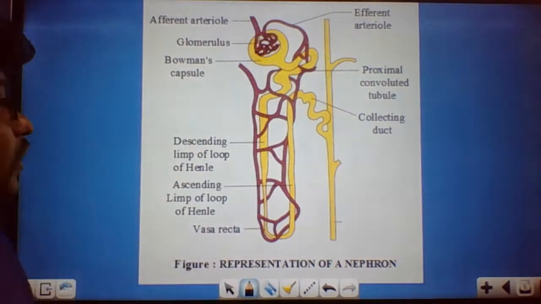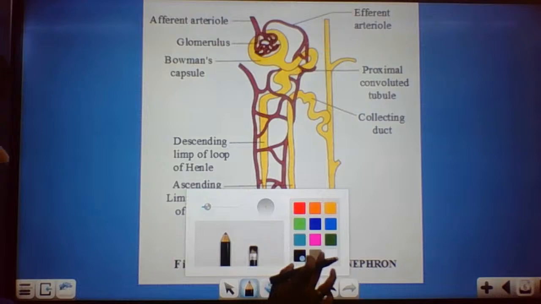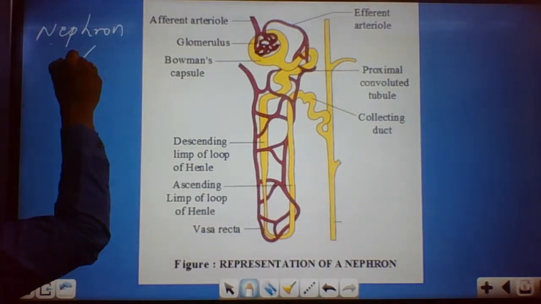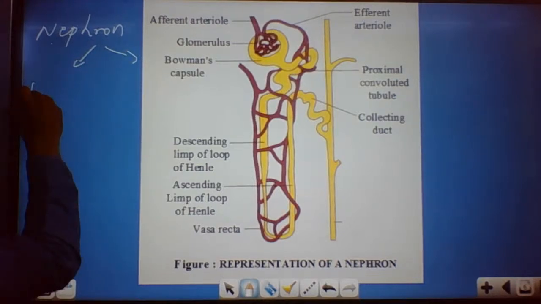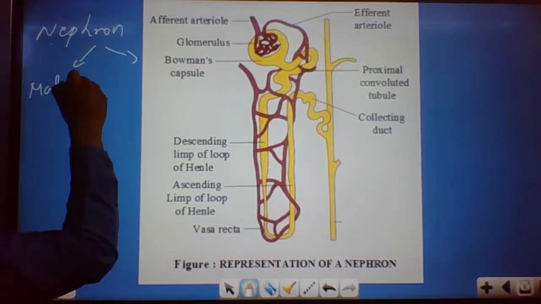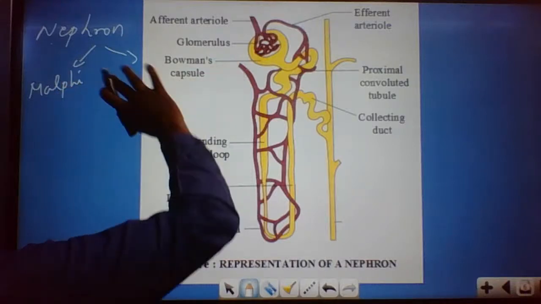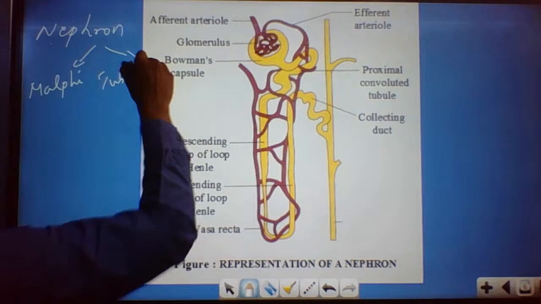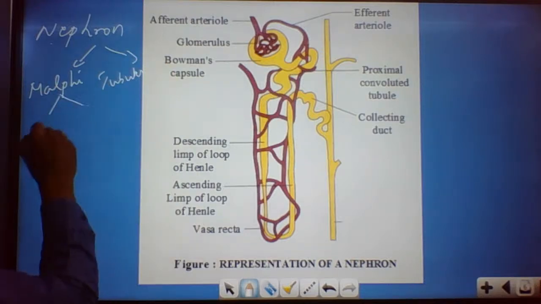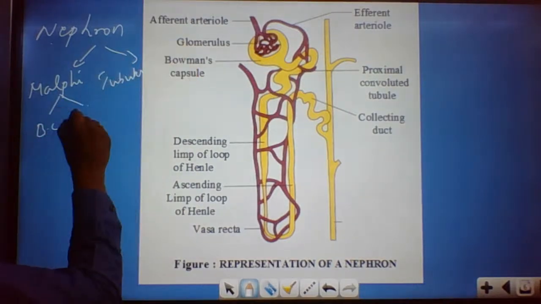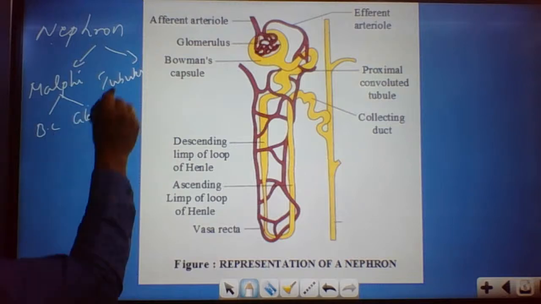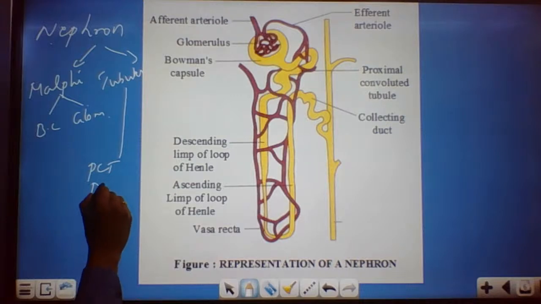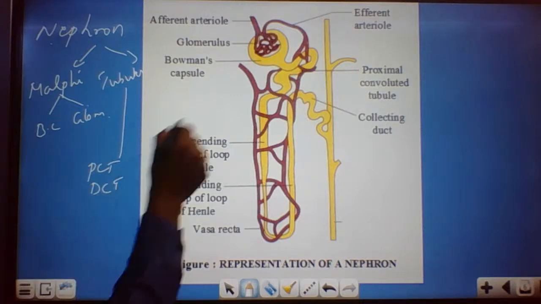In the structure of nephron, we have two main parts. The nephron is a structural and functional unit. This consists of two important regions. The first part is the Malpighian body. The other part is called the tubules. In the Malpighian body, we have two things: Bowman's capsule and the glomerulus. In the tubules, we have the proximal convoluted tubule, the distal convoluted tubule, the loop of Henle, and the collecting duct.